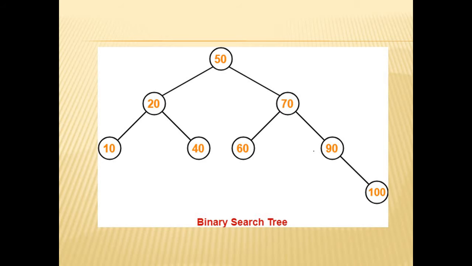So this is about the binary search tree. Whatever elements we had, we inserted them successfully, and finally we got a binary search tree. This is a binary search tree. Why do we call it a binary search tree? It follows the given properties of a binary search tree.